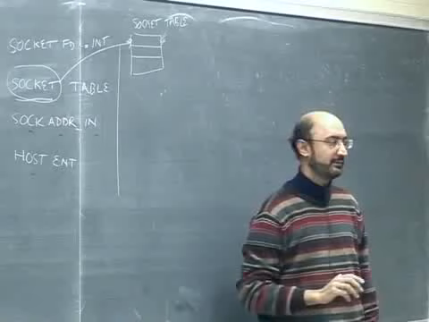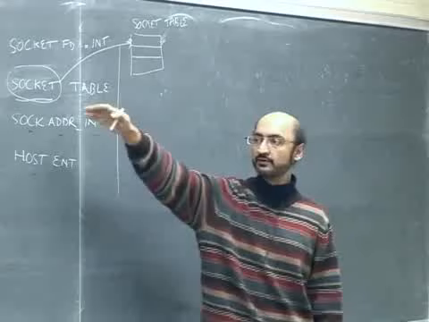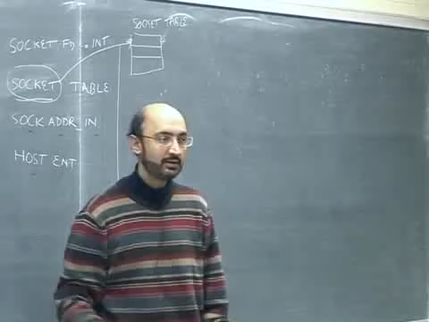And the reason we have more than one socket open is because if you think of a web server, it may have 2,000 open connections. So it'll have a socket table which has 2,000 entries in it, right? Because you saw the 2,000 connections that are open.